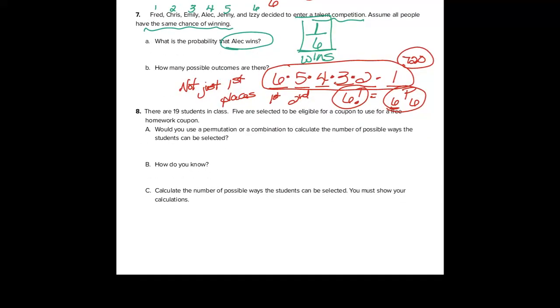There are 19 students in a class. 5 are selected to be eligible for a coupon to use for a free homework coupon, like no homework. Would you use a permutation or a combination to calculate the number of possible ways the students can be selected?